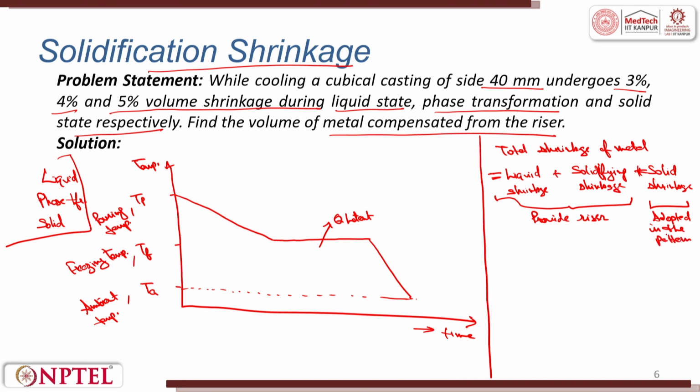Now, the total volume of metal compensated from the riser is asked. What is compensated by the riser is only liquid shrinkage plus solidifying shrinkage. So, this is 3% and this is 4%, and the total compensated by the riser is 3 plus 4, equal to 7%. So, this was a very small problem that we tried to see here.